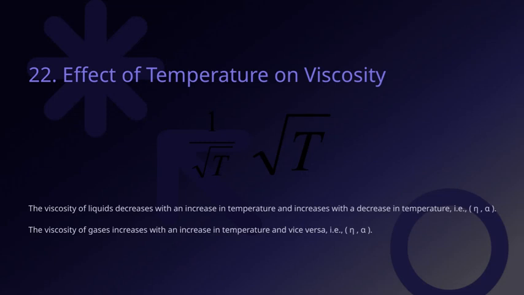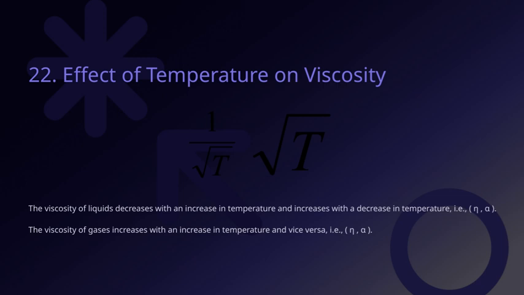Now let's look at how temperature affects viscosity. For gases, the viscosity actually increases as the temperature goes up. So, when you heat a gas, its viscosity tends to rise, and conversely, it decreases when the temperature drops. We can think of this as a direct relationship, represented as eta increasing with temperature, or η ∝ T. On the other hand, liquids behave quite differently. Their viscosity decreases as the temperature increases.